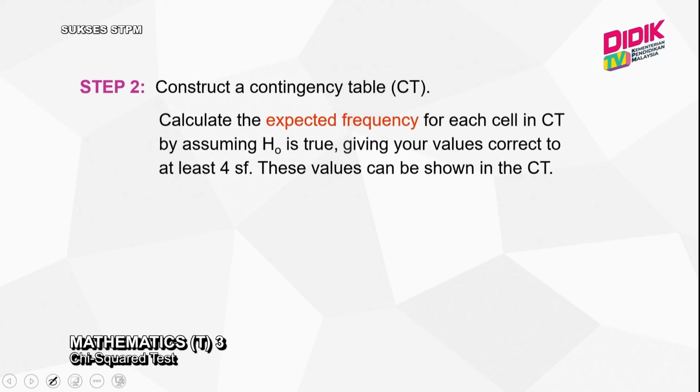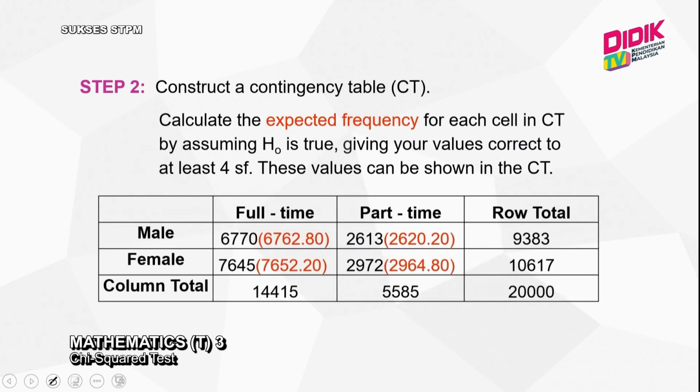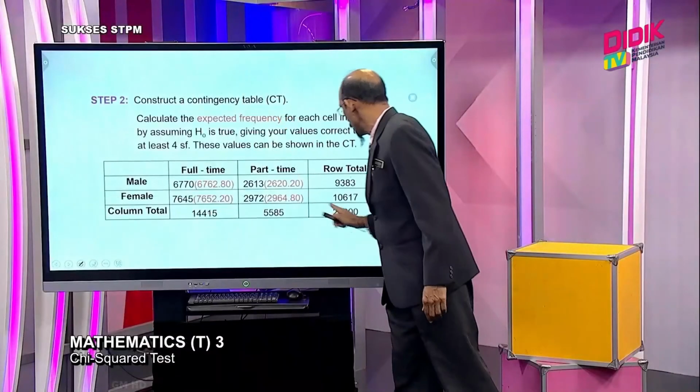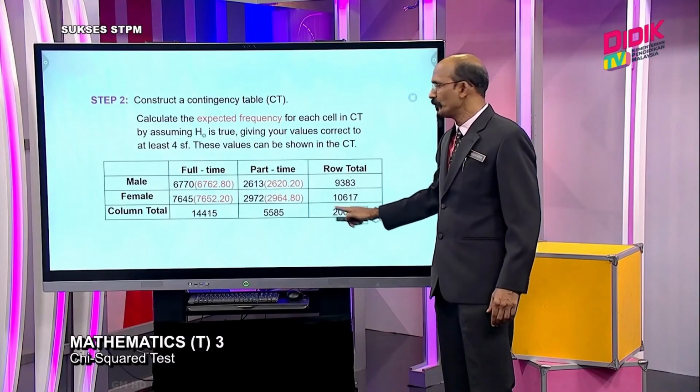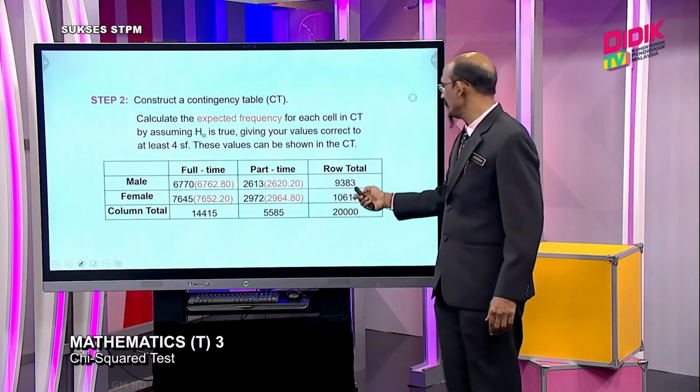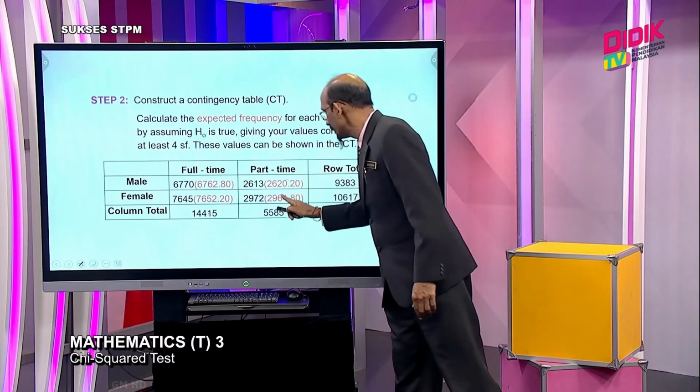So in step 2, we construct the contingency table and find our expected frequency. We can write the expected frequency in our table, next to the corresponding value. How to calculate? Of course, you know: row total times column total, divided by 20,000 here. So you get this value. You do the same thing for all the cells here.